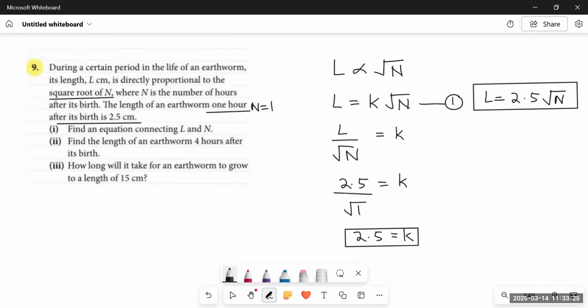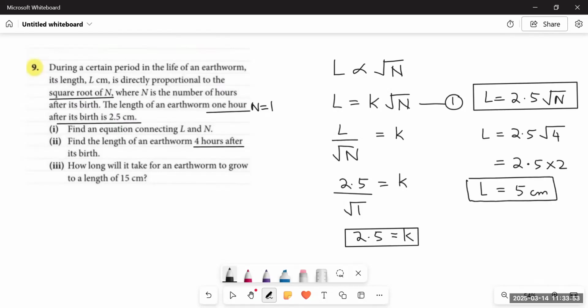Find the length of an earthworm 4 hours after its birth. 4 hours is N, so we are going to use this equation. L is equal to 2.5 under root 4. The under root of 4 is 2, so it becomes 2.5 multiplied by 2, which is 5. So the length would be 5 centimeters after 4 hours of its birth, if it was 2.5 centimeters at 1 hour.